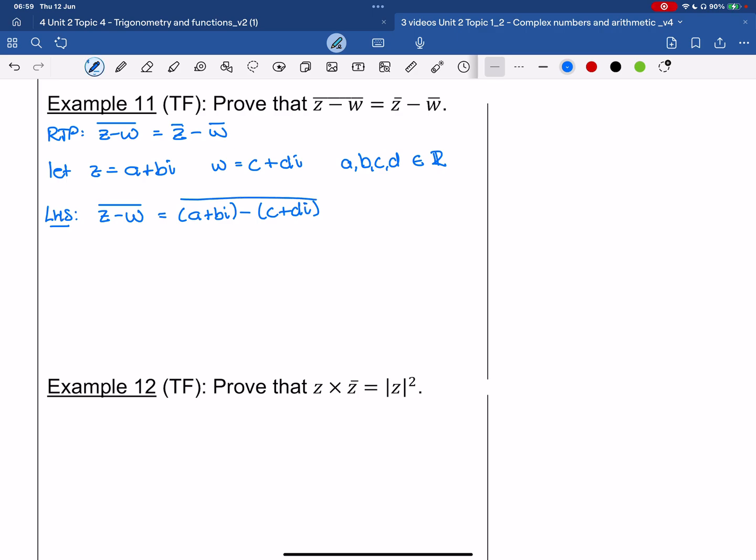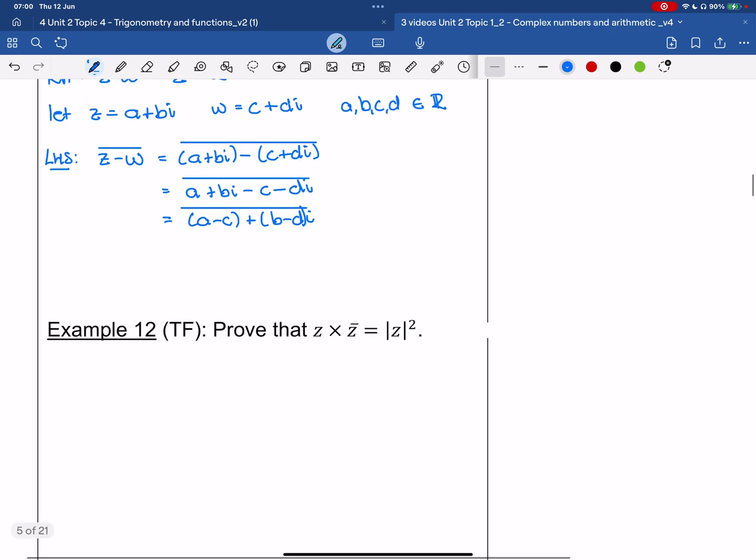All right. And that means I'm conjugating a plus bi minus c minus di. We need to collect all our real and imaginary terms. So we've got a minus c plus b minus di, and we still haven't conjugated it yet. Okay, so now I've collected all my real and my imaginary terms. I haven't conjugated yet. See, I've still got my line above over here.